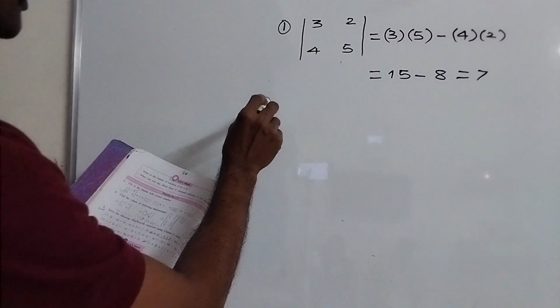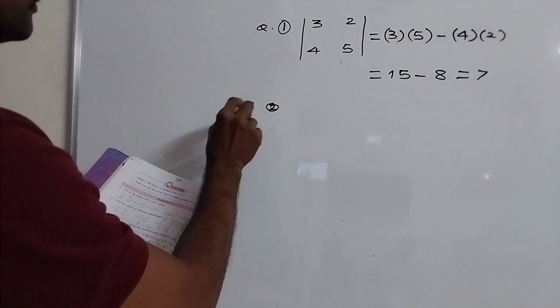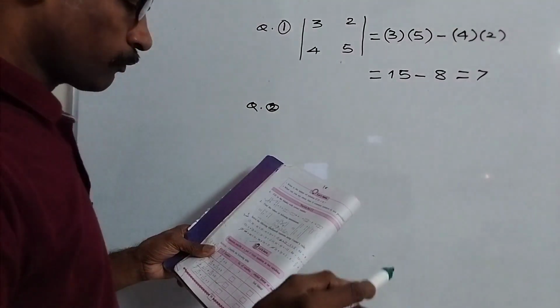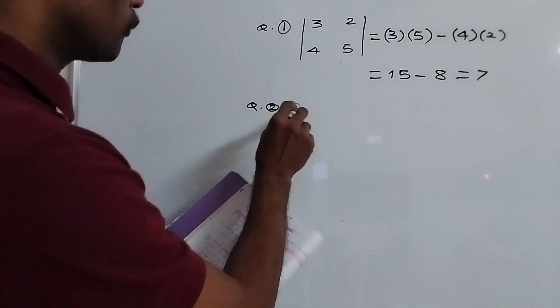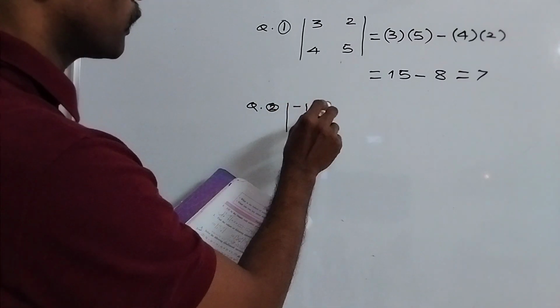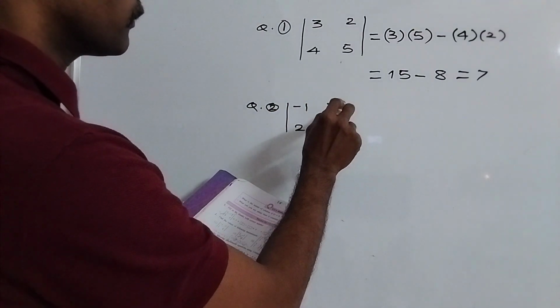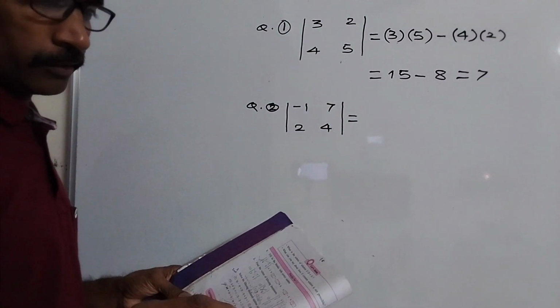Then question number 2. This was question number 1, and this is our question number 2. Find the values of the following determinants. Same method. Find the values of determinants. Vertical line -1, 7, 2 and 4. We apply the same method here.